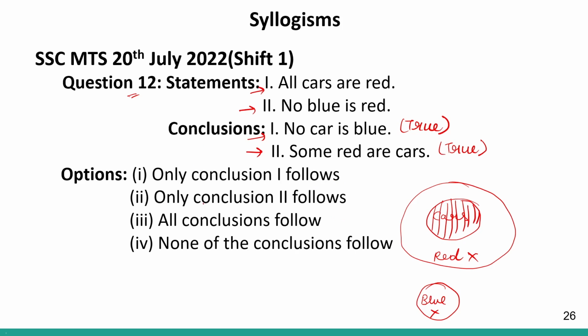If I look at options, option number 1 says only conclusion 1 follows. No. Option number 2 says only conclusion 2 follows. No. Third one says all conclusions follow. Basically, it means both conclusion 1 and 2 follow. So this will be my answer. Both conclusions 1 and 2 follow, or all conclusions follow.